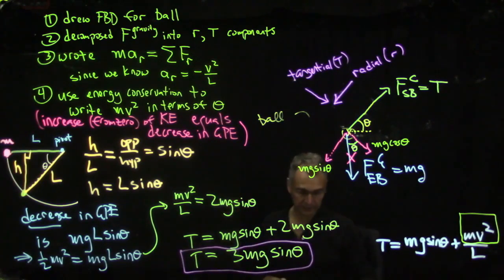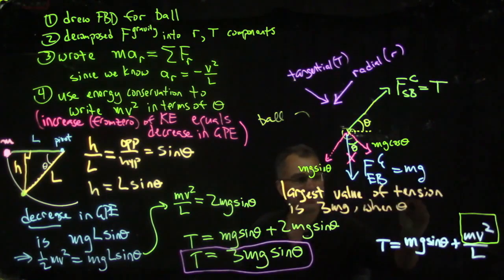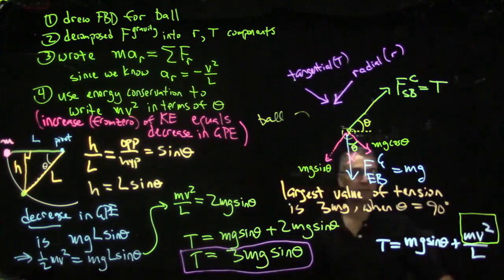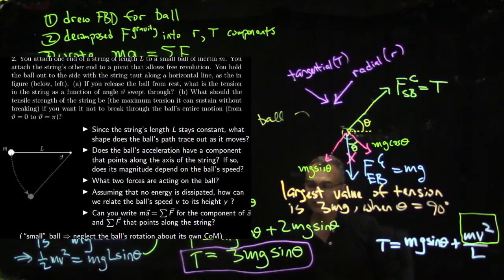So its largest value is 3 mg when theta is 90 degrees, or pi over 2 radians. So that's pretty interesting. I guess we can go back to the problem statement. So the tension in the string as a function of the angle theta that is swept through. So it seems the tension is 3 mg sine theta. And then the necessary tensile strength of the string, I guess, is 3 mg, because the maximum value of sine theta is 1. So the maximum tension is 3 mg. And that maximum tension happens when theta is 90 degrees, which is pi over 2 radians.